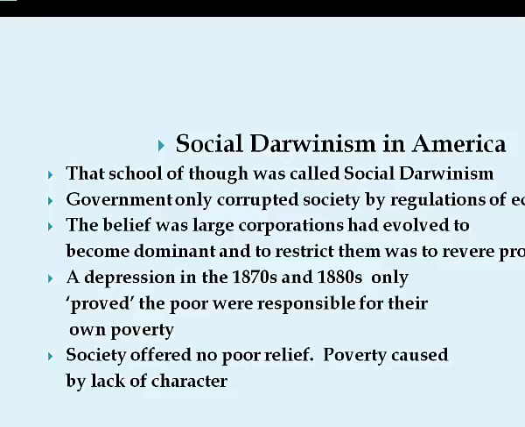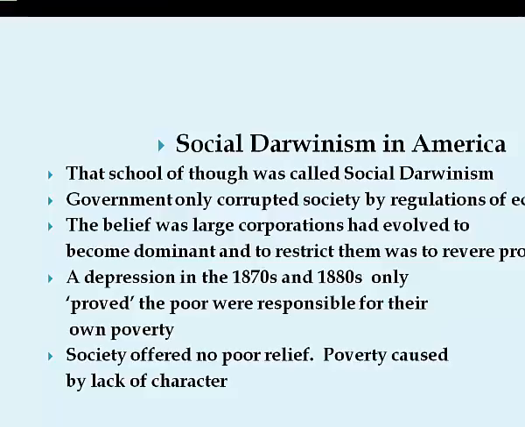Now, according to this school of thought, termed social Darwinism, evolution was a natural process in both society and nature, and government could only corrupt society by regulating the society or economy to the advantage of the poor or workers, who simply were less able to adapt to changing conditions. Social Darwinists believed that giant corporations had evolved to become dominant in the economy because they had better adapted, and to restrict their operations would be to reverse progress.